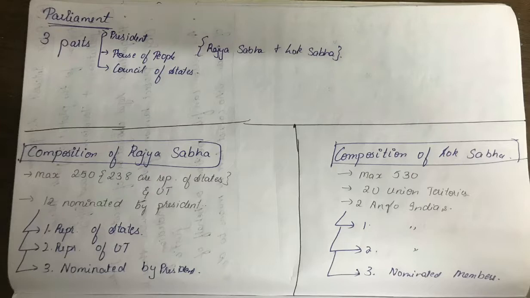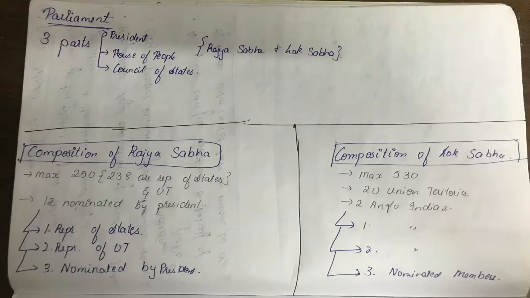Now there are three important parts of parliament. That means there are three important components in a parliament. There are two houses, that is Lok Sabha and Rajya Sabha. And the three important pillars of a parliament are the President, the House of the People, and the Council of States.